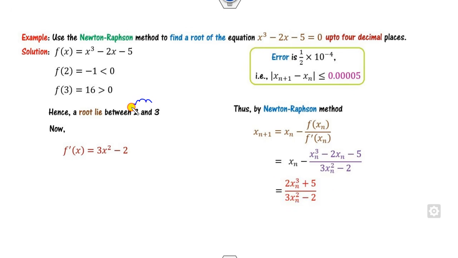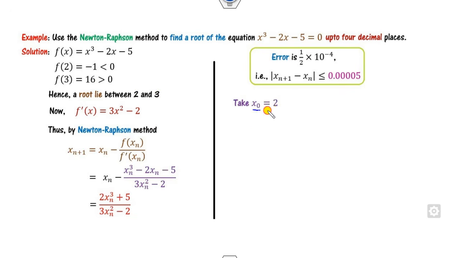Now you can choose any x naught in between 2 and 3. So let's say I choose x naught as 2. Substitute x naught 2 here. So it will be 2 raised to power cube plus 5 divided by 3 times 2 raised to power square minus 2. After the calculation you will get 2.1. Now clearly, x1 minus x naught, the difference between them is 0.1, which is not less than this condition.